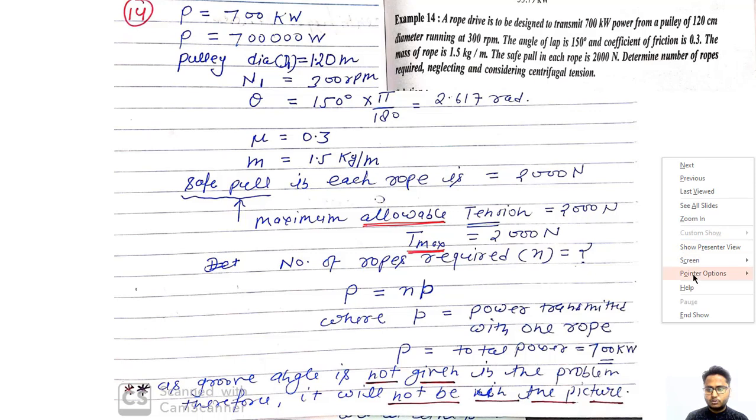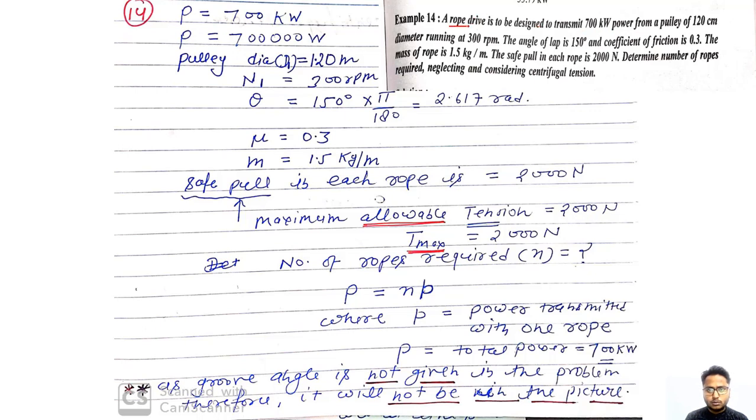First of all we have to write the given data from this problem. Total power, capital P, I am writing 700 kilowatt, that is 700,000 watt. The pulley diameter of the power source pulley: a rope drive is to be designed to transmit 700 kilowatt power from a pulley.